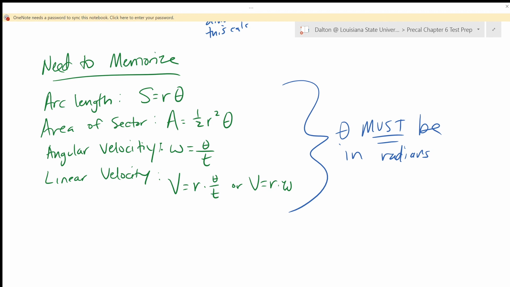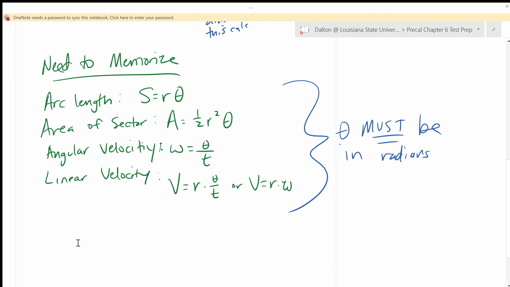Maybe I give you the area of a sector, but then I ask for the angle in degrees. So after you find your answer, you have to convert it. When you use these four or five formulas, theta is always referring to your angle in radians. Also, angular velocity, your answer will be in, velocity is like speed, right? So it'll be radians per whatever amount of time. Linear velocity is going to be more like miles per minute or inches per second, stuff like that.